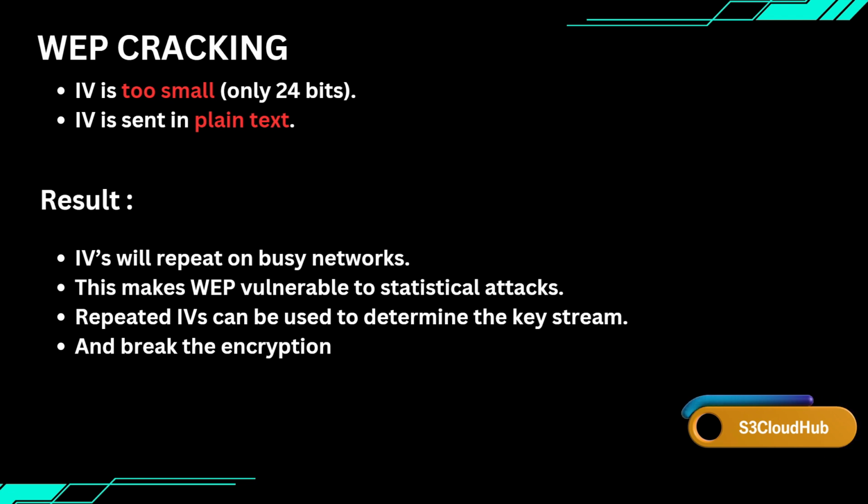The IV is only 24 bits long, which is not a large enough number to keep things secure, especially on a busy network. As more packets are sent, IVs start to repeat, making the encryption vulnerable to a statistical attack. Using a tool like AirCrackNG, we can collect enough packets with repeated IVs and eventually determine the key stream. From there, cracking WEP and getting the network's key becomes possible.